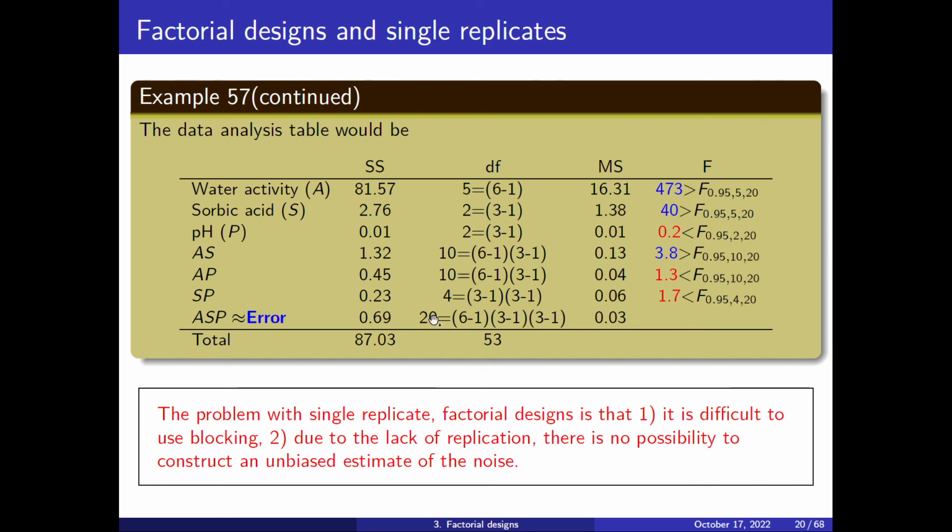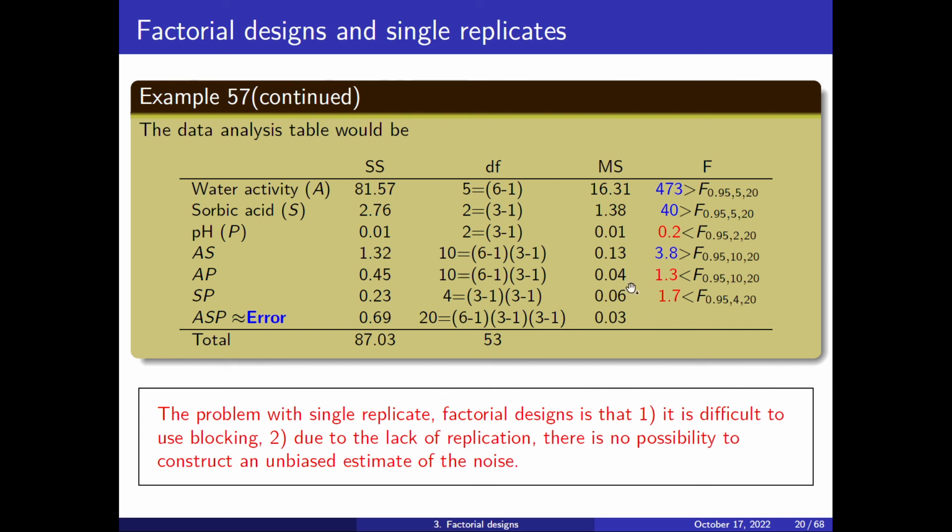So we have 20 degrees of freedom for the residuals, which are not a few. We are confounding the third order interactions with the residuals, and then we can use these residuals to compare the significance of the main effects and the second order interactions. We see that some of them are very highly significant. This one is slightly significant, but the others are not significant.